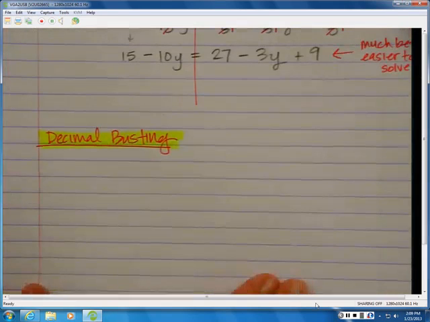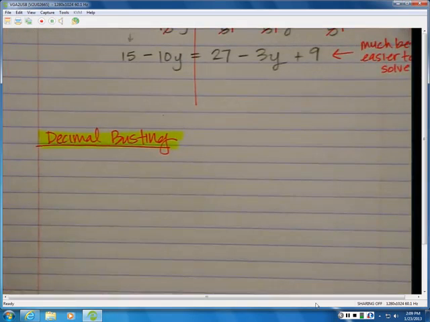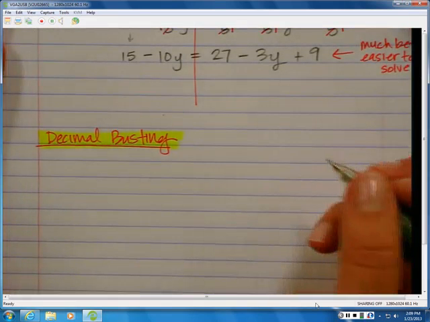Let's talk about decimal busting now. Decimal busting is where you clear out all the decimals from an equation before solving.